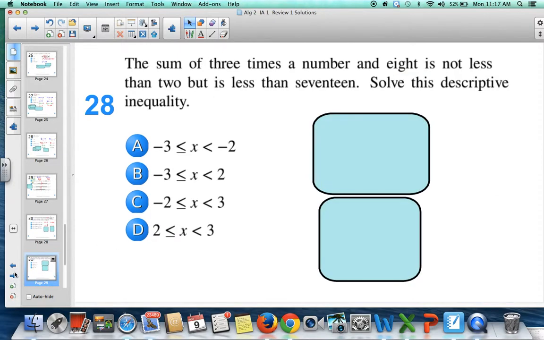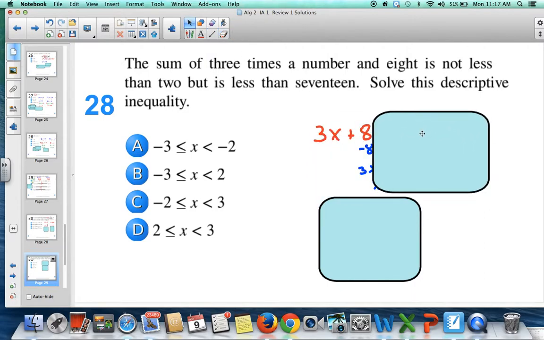Okay, a couple more problems to finish up. This one's kind of a weird one because it has all this sum of this and whatever. Okay, when I looked at this, I'm trying to figure this thing out. The sum of 3 times a number and 8. So the sum means add 3 times a number, 3 times the number plus 8. That's the sum of 3 times the number and 8. Is not less than 2.